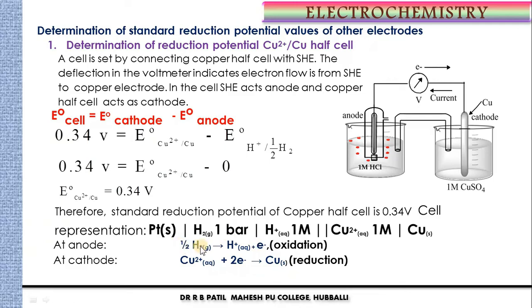What I should do, students? Equation 1 for anode should be multiplied by 2. So when I multiply by 2, this 2 cancels here, only hydrogen remains, 2H plus here and 2 electrons here. These 2 electrons cancel, and the net cell reaction is going to be hydrogen gas plus Cu2 plus gives 2H plus and copper. I hope that you understood it.